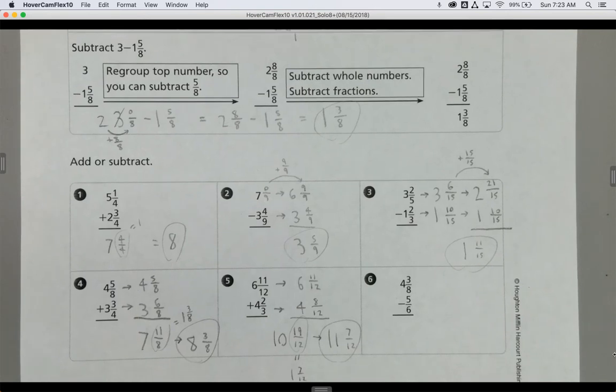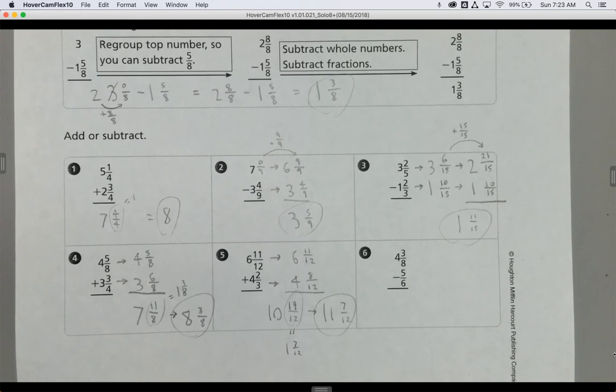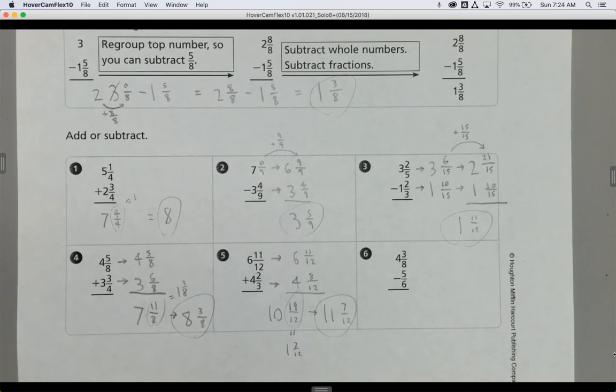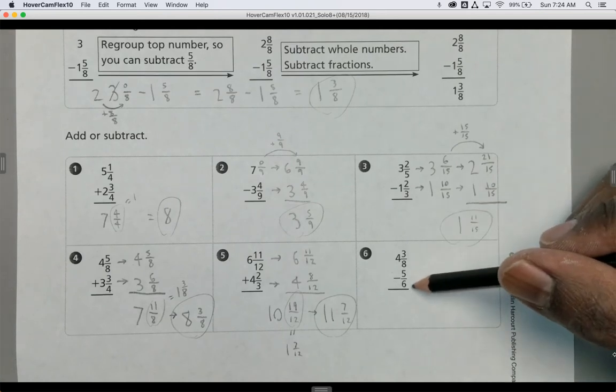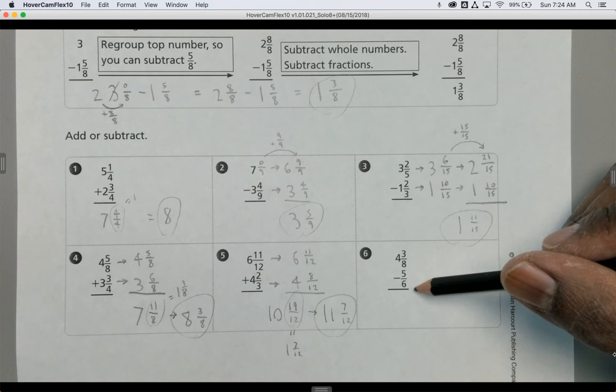And number 6, 4 and 3/8 minus 5/6. 8 is the larger of the two denominators, but 8 is not a multiple of 6, so 8's out as a common denominator. Go through your multiples of 8 until you find one that works for 6. 8, 16, 24. 24 is going to be our winner.